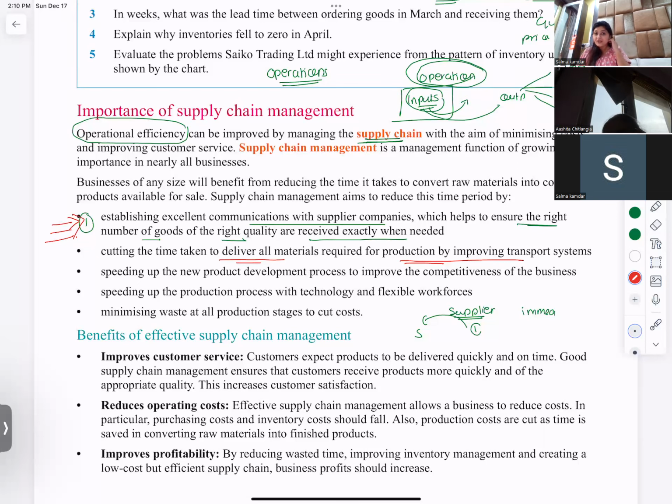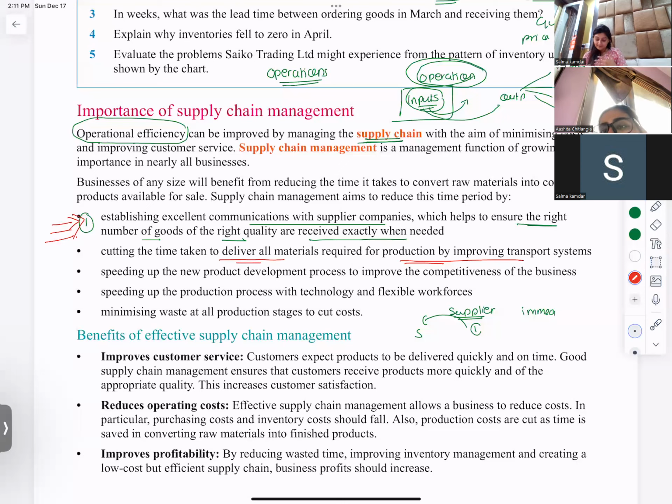So the supply chain manager exactly has to do this so that he can get the material available to the production place at the right time. Whatever he has to do, he will do, but he has to ensure that the production process does not stop. Then what will your supply chain management do? They would speed up the new product development process to improve competitiveness of the business. This I understood. Tell me, what did you understand?